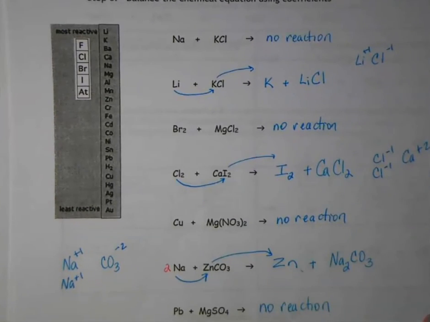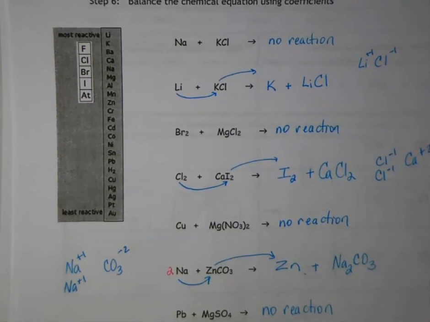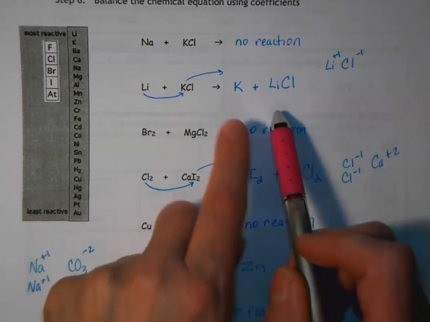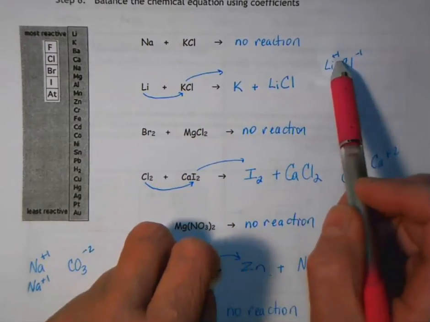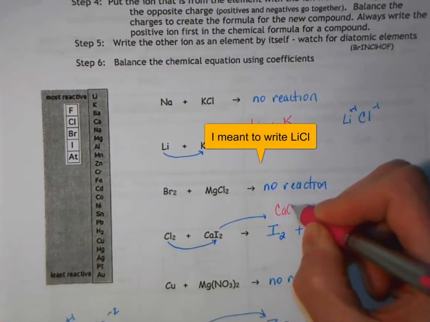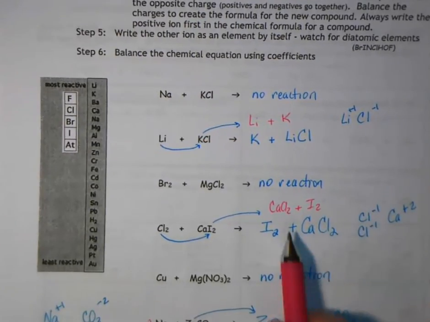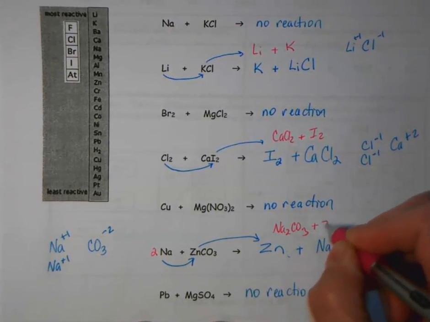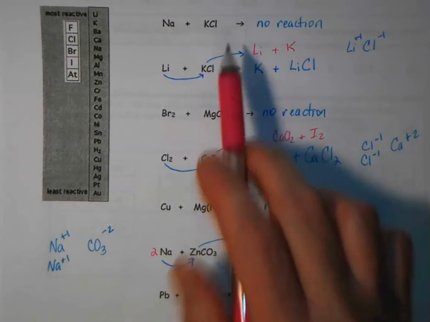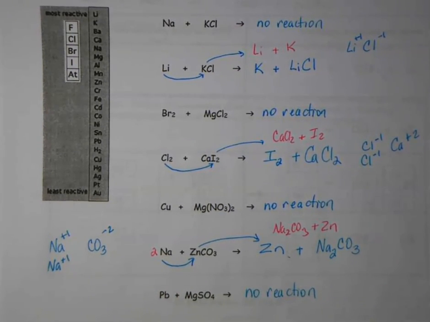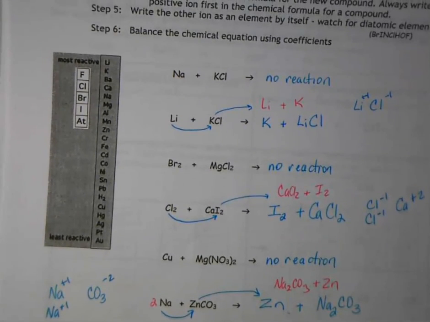One last comment. It does not matter which order you write the 2 products in. I could have easily written LiCl plus K. That would have been perfectly fine to write it this way. Or I could have written CaCl2 plus I2, and I could have written Na2CO3 plus Zn. So the order does not matter, as long as you are on the correct side of the arrow. And that's it for single replacement.